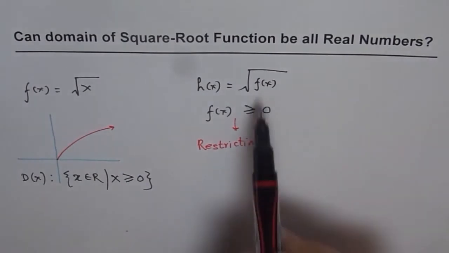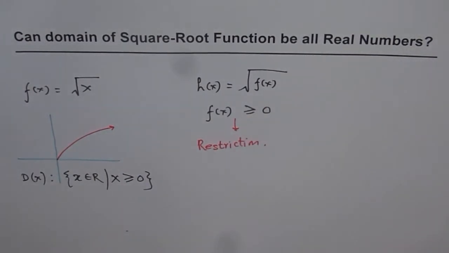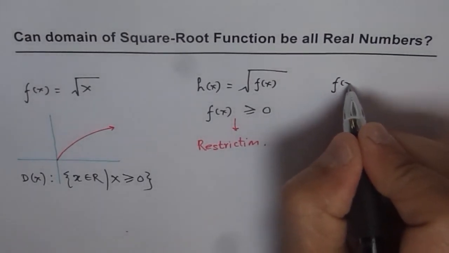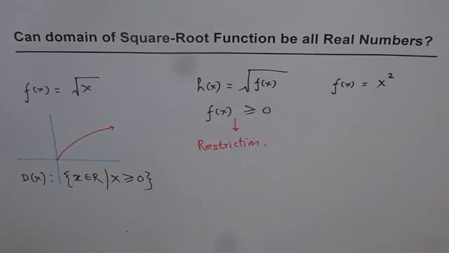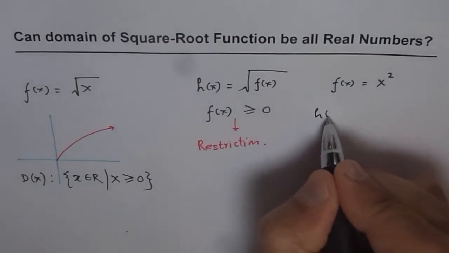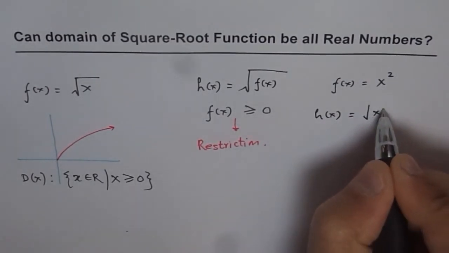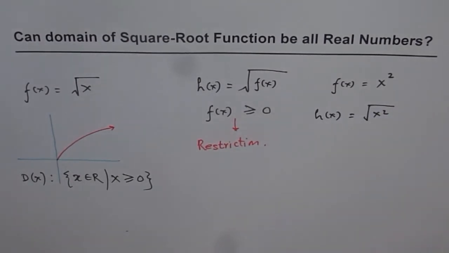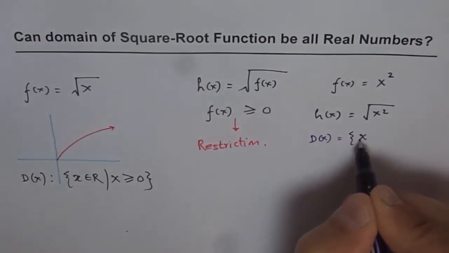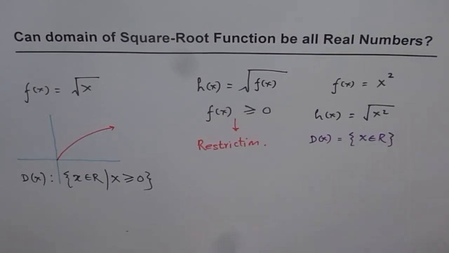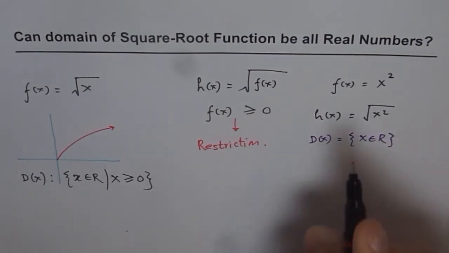Correct? But if I give you a function f of x which is indeed positive all the time, for example, imagine f of x equals x squared. Now this function will never be negative, correct? And therefore h of x, which is square root of x squared, is possible all the time. So in this case, we have a domain which could be written as x belongs to real numbers, right? So in this case, what we see is we have no restrictions.